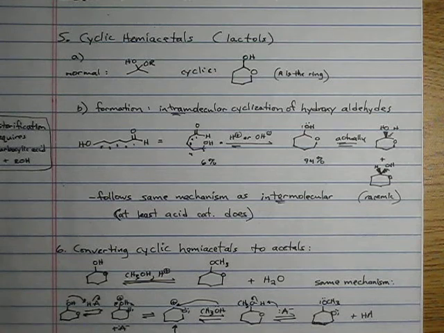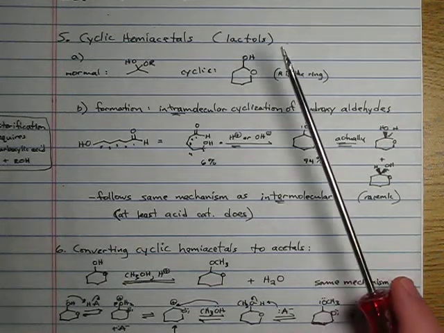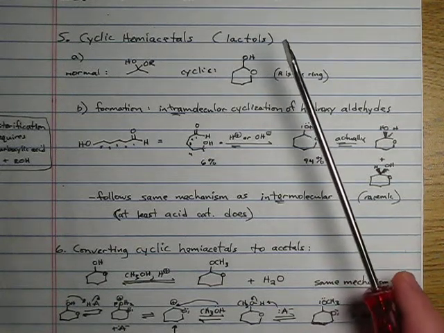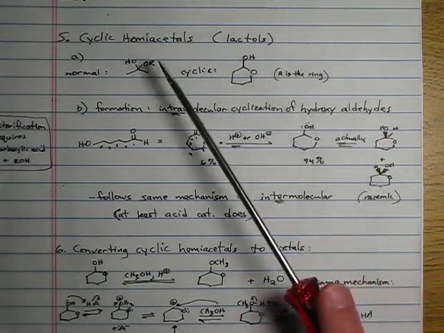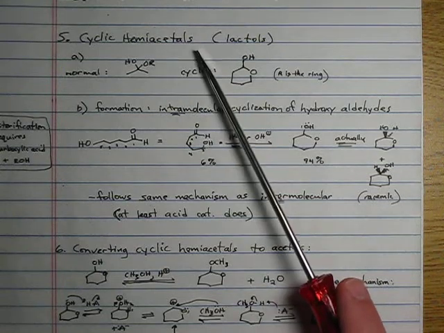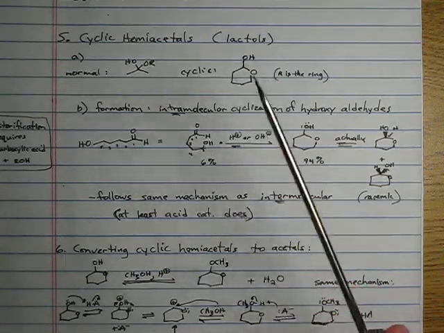Well, what if we wanted a cyclic hemiacetal? Good news, we have a special name for that, a lactol. Recall that a cyclic amide is a lactam, a cyclic ester is a lactone, a cyclic hemiacetal is a lactol.